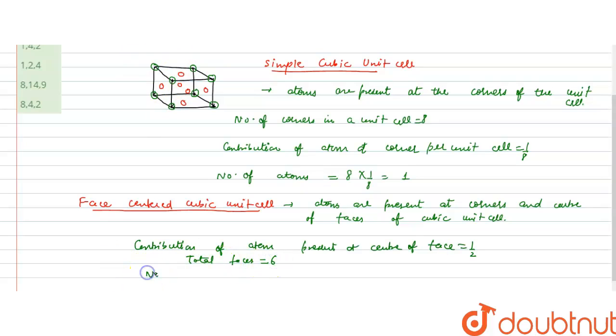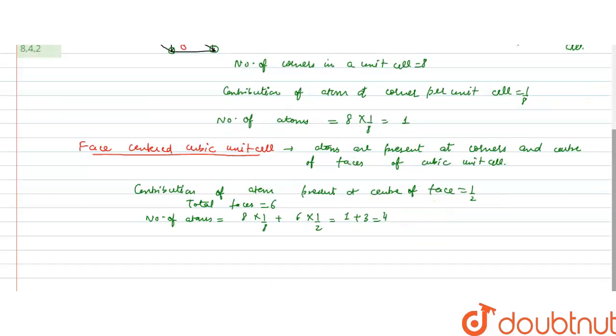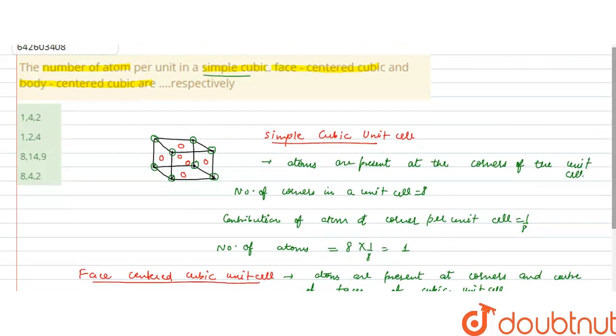It means the total number of atoms would be the atoms at the corners, which contribute 8 into 1 by 8, plus the atoms at the faces, which are 6 atoms with a contribution of half each. So it will give us 1 plus 3, that is 4. It means the total number of atoms in the face-centered cubic unit cell is 4. Now we will talk about the body-centered cubic unit cell. In a body-centered cubic unit cell, the atoms are present at the corners and one atom is present at the center of the body.